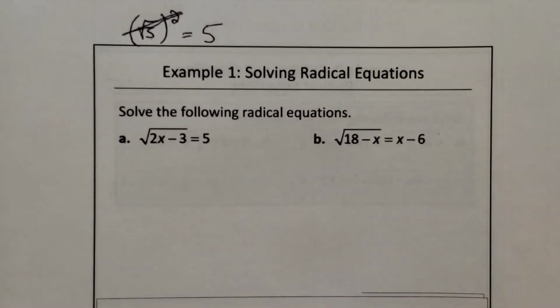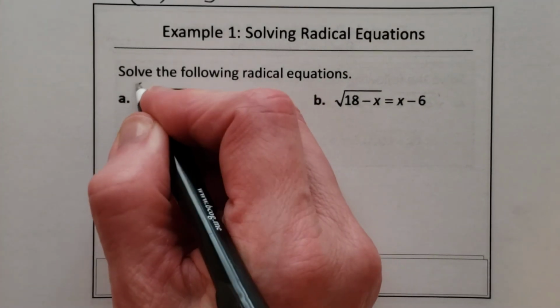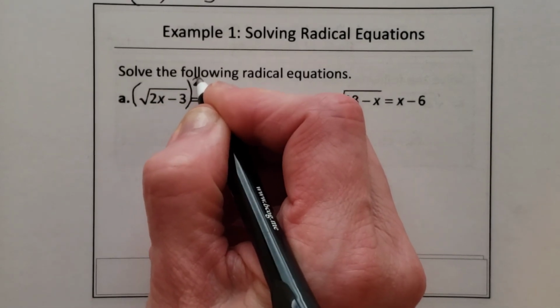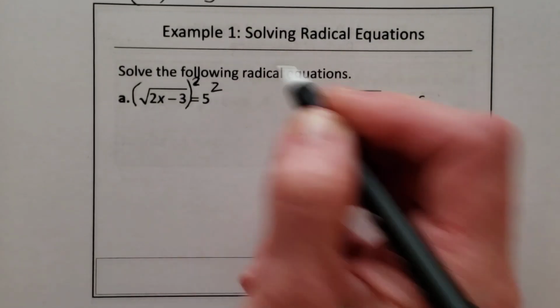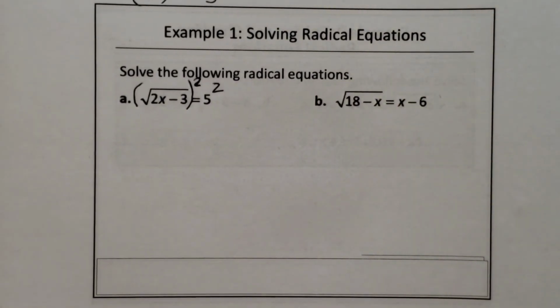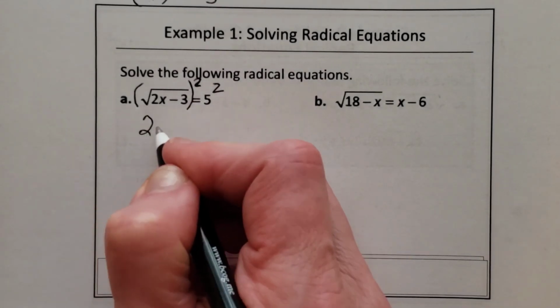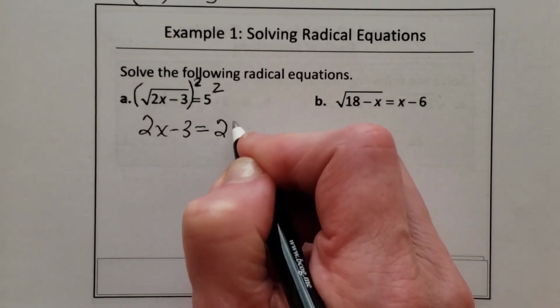So if you have a radical that you want to cancel, the only way to cancel out a radical is to square it. Well, just like all equations, whatever you do on one side of the equal sign, you have to do on the other. So we're going to square the 5 as well. So the square root of 2x minus 3 squared is 2x minus 3. And 5 squared is 25.